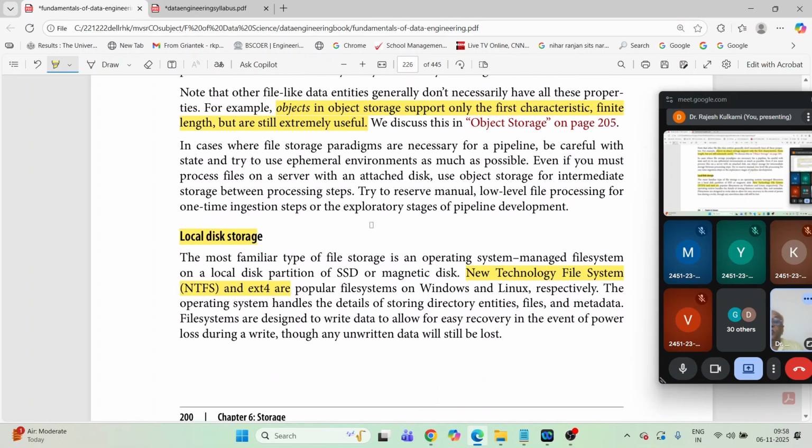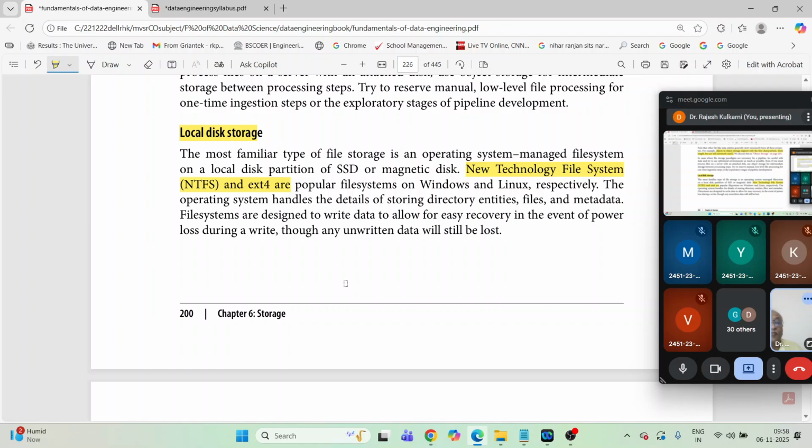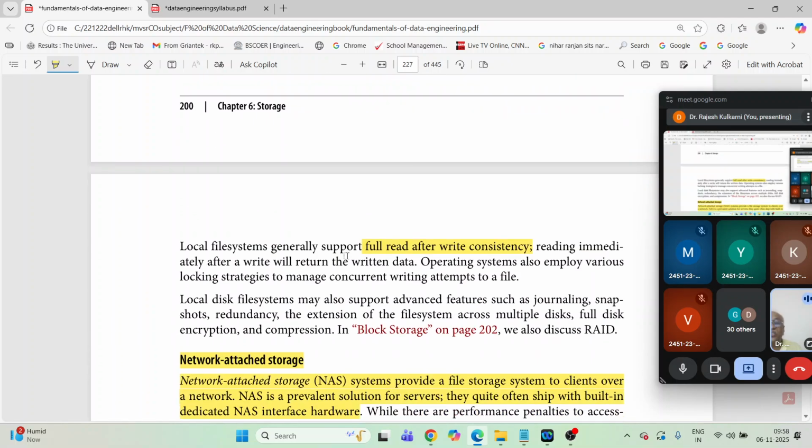Then you also have local disk storage, typical. I have my laptop or my desktop. On that desktop or laptop, I have my hard disk, I have my operating system. Then I have something called a file system. That is the base of that. What is the file system there? NTFS, New Technology File System, and ext4. These are the popular ones for Windows and Linux. What they deal with in this file system are directory entities, files, metadata. They write data for easy recovery if there is a crash or some data loss occurs.